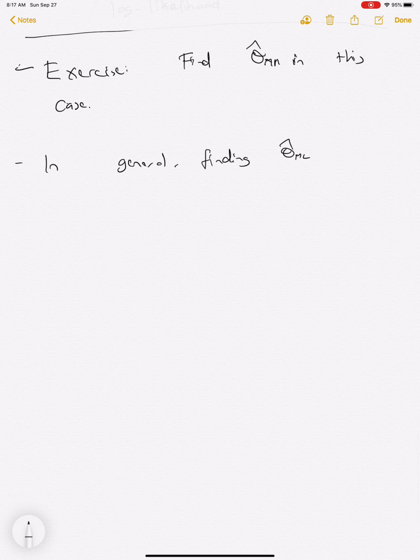So back onto maximum likelihood estimation, which is the focus of what we're talking about right now. In general, finding theta hat ML involves maximization.